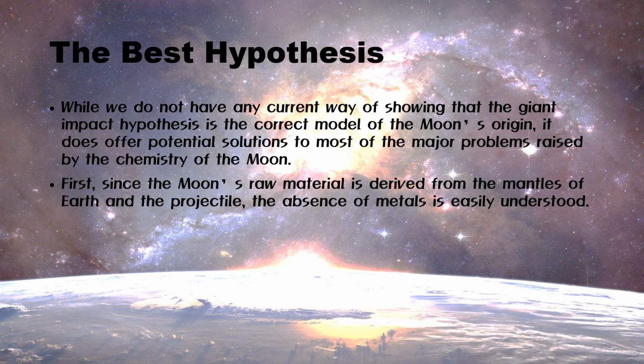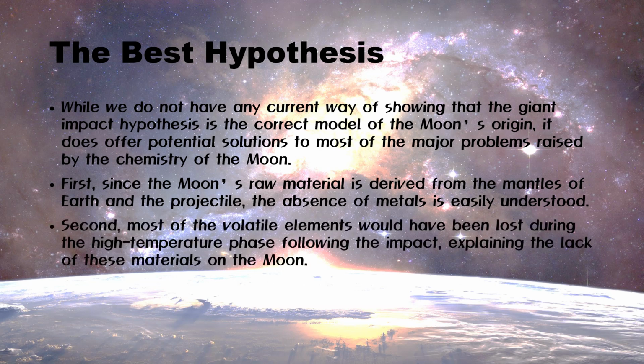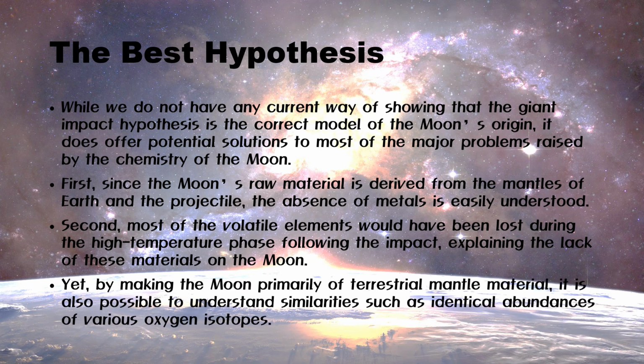First, since the moon's raw material is derived from the mantles of the Earth and the projectile, the absence of metals is easily understood. Second, most of the volatile elements would have been lost during the high temperature phase following the impact. Because remember, the moon doesn't really have many of those volatile elements. Yet by also making the moon primarily of terrestrial mantle material, it's also possible to understand the similarities that we have, such as identical abundances of various oxygen isotopes.